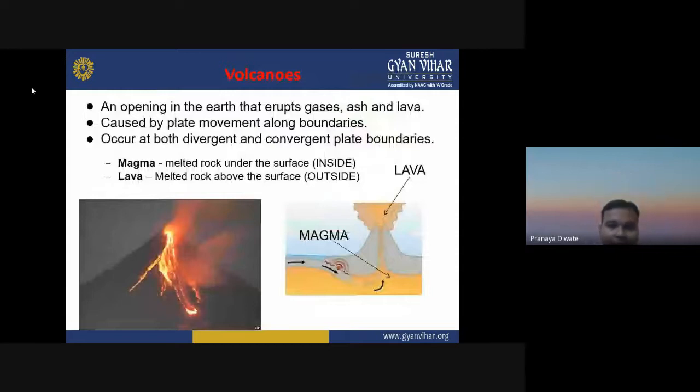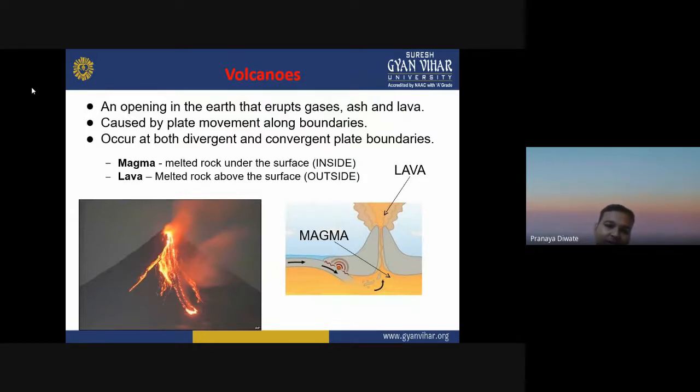Volcanoes are an opening in the earth that erupts gases, ash and lava, caused by plate movement along the boundaries, at both divergent and convergent plate boundaries.